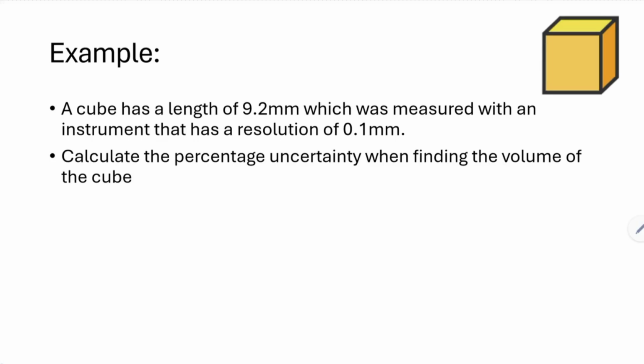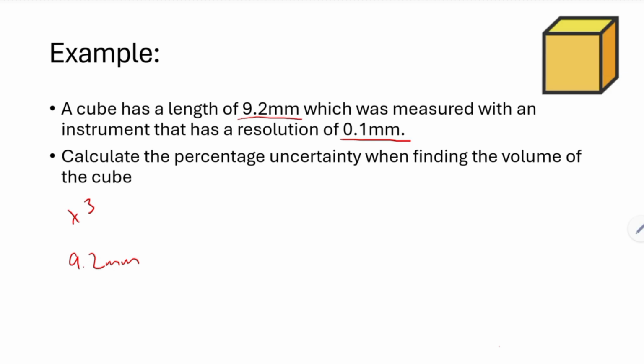Now, the next part is, when raising to the power, you multiply percentage uncertainties with the power. For this example question, we have a cube with a length of 9.2 millimeters, measured with an instrument that has a resolution of 0.1 millimeters, and we need to calculate the percentage uncertainty when finding the volume of the cube. To find the volume of a cube, you just need to do x cubed, and in this case x will be 9.2 millimeters.